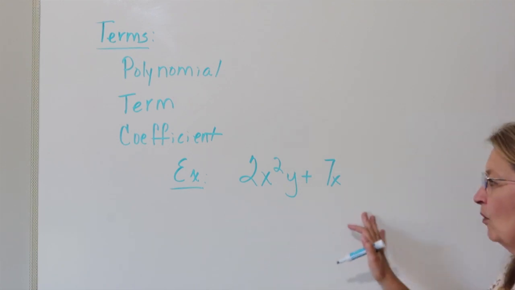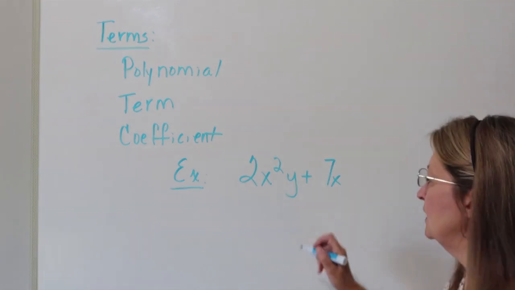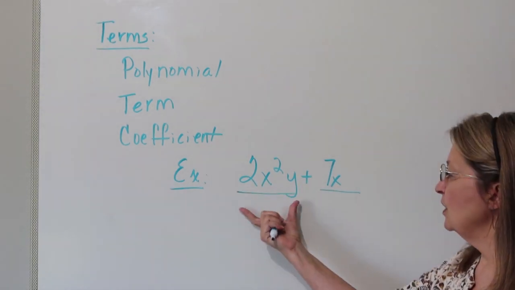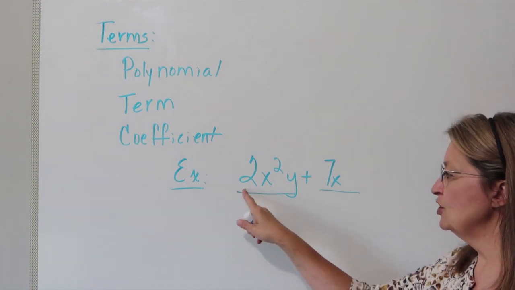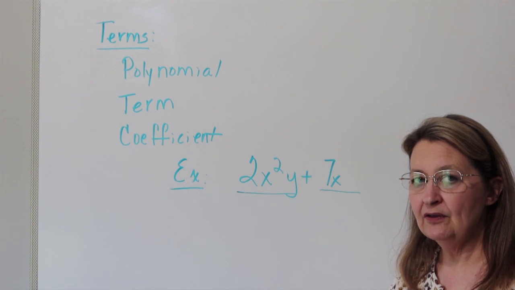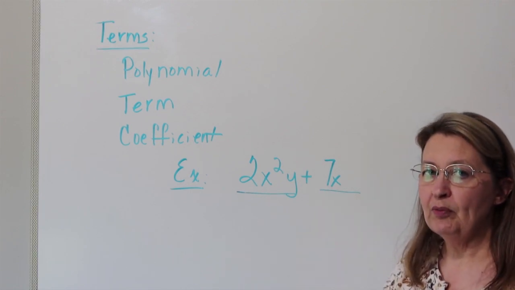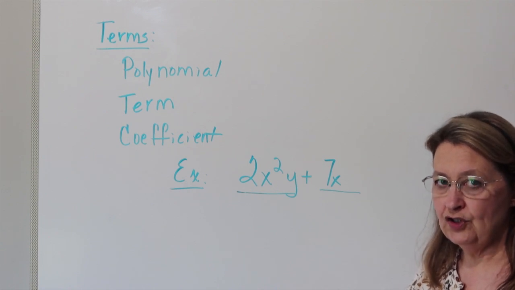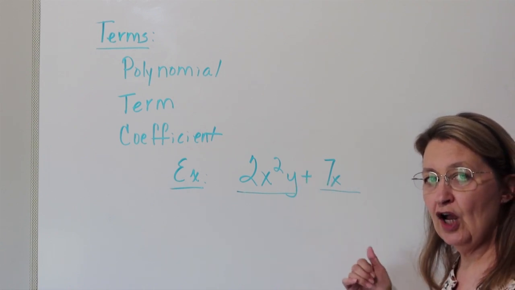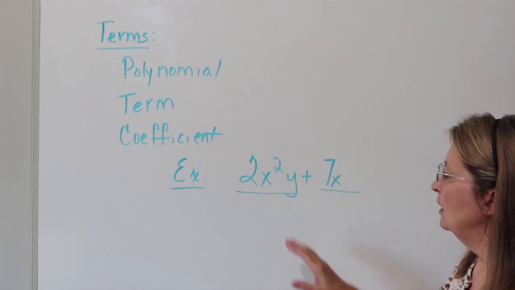So here's an example. This is a polynomial. It has two terms in it. This is a term and this is a term. So within this term, you've got 2 times x squared times y. They're all multiplied together. That's why they're one term. Here is 7x. It's multiplied together. That's why it's one term. Now when you put pluses and minus signs in between your terms, that's when you form a polynomial.